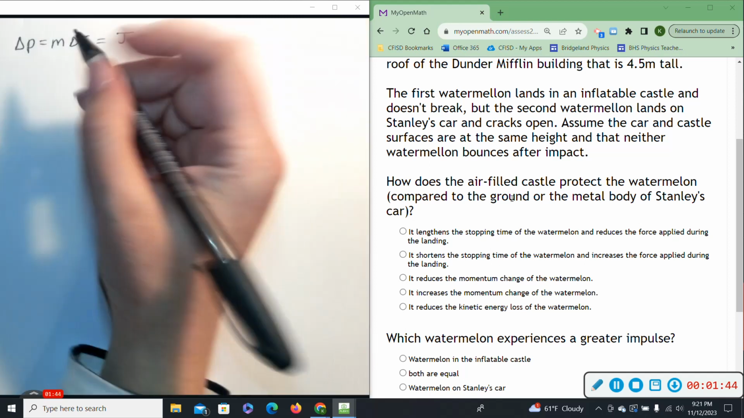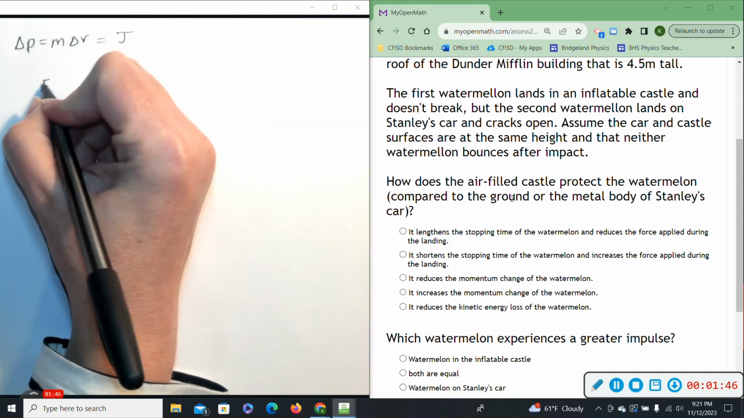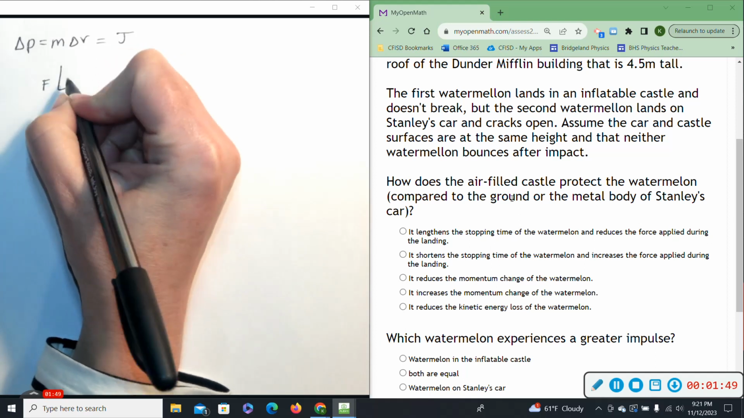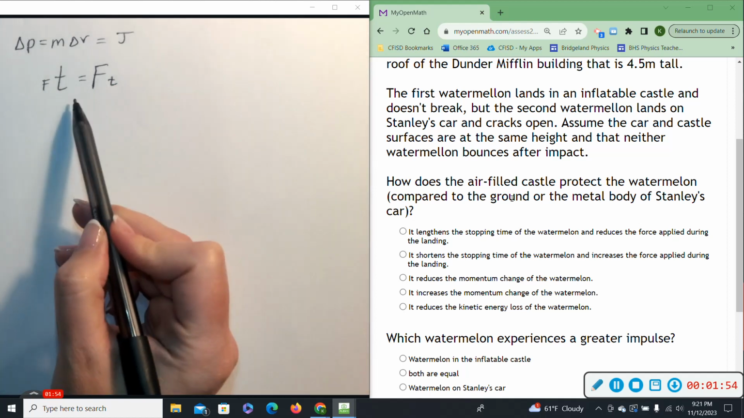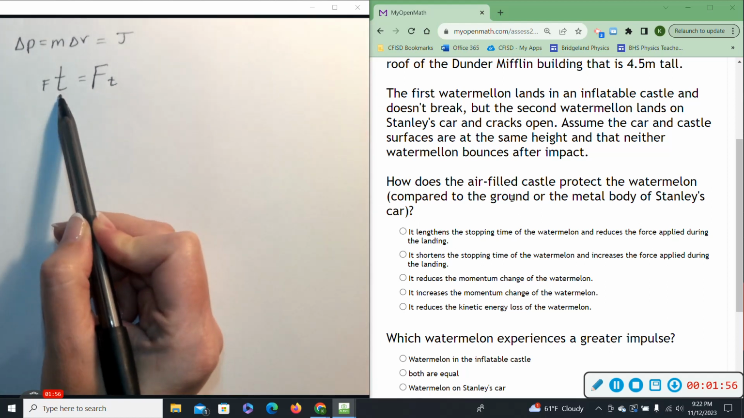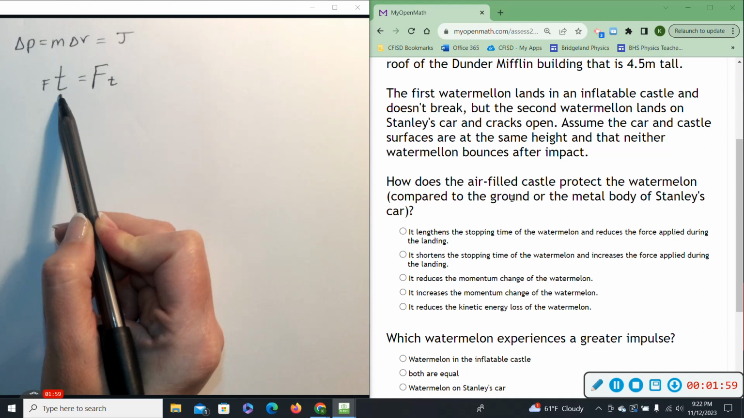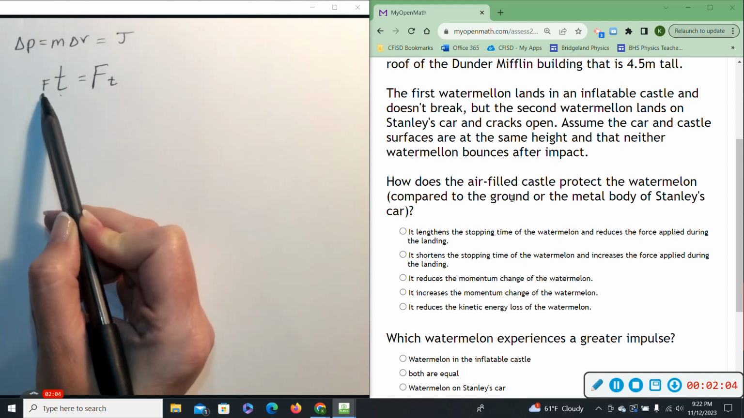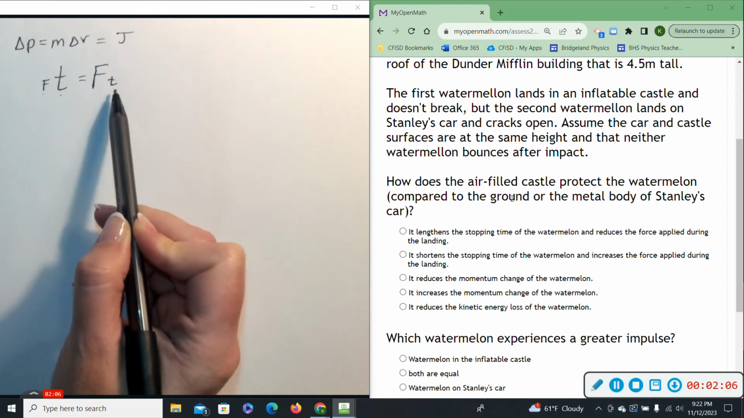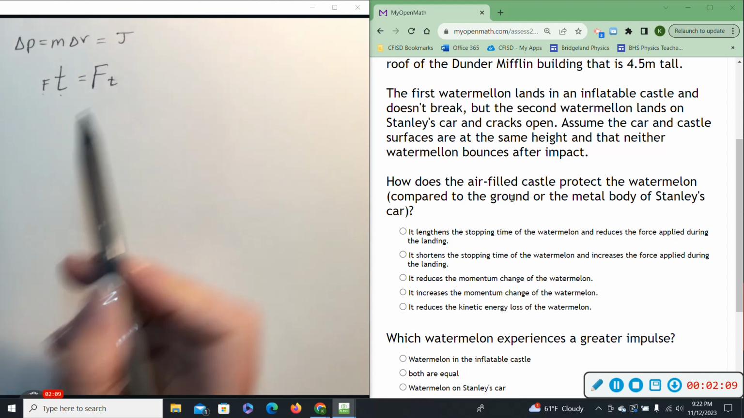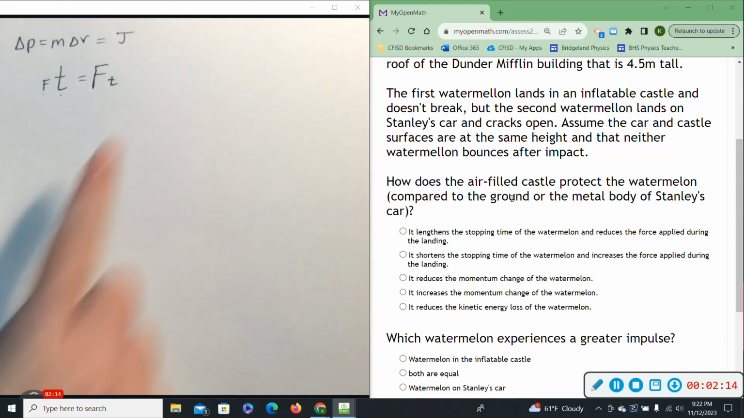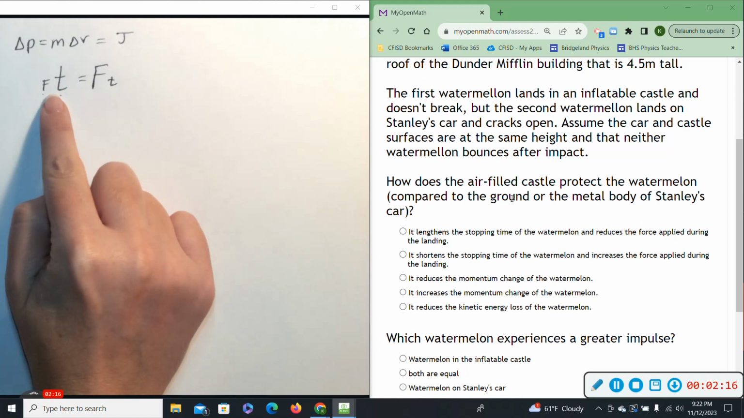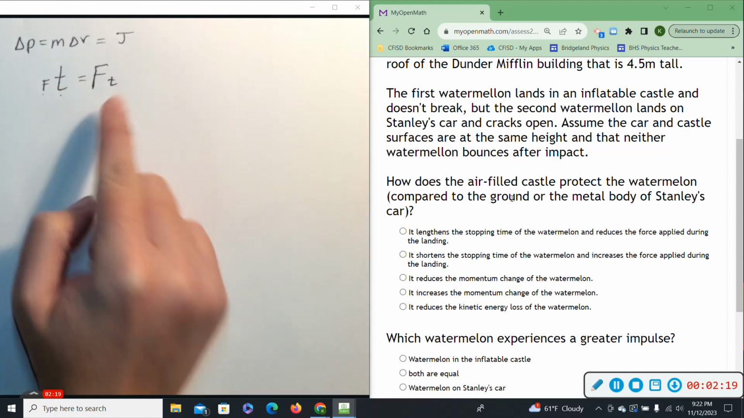Because the impulses are equal, but the forces are not going to be equal because the times are not going to be equal. In a situation where you have a larger amount of time for the watermelon to come to a stop, which is the situation if you hit something with some give to it, like that bouncy castle, there are going to be smaller forces experienced by the watermelon. Whereas if the time it takes to stop is short, like it would be if you hit a hard surface like a car, then you're going to have that small time but a very large force, because again, those impulses are equal to each other.